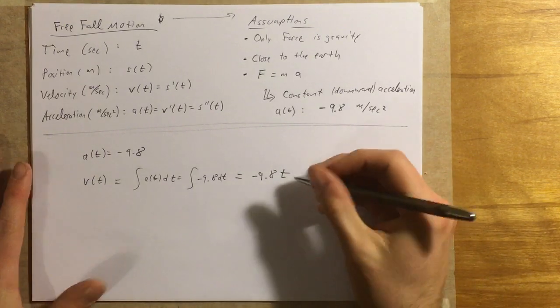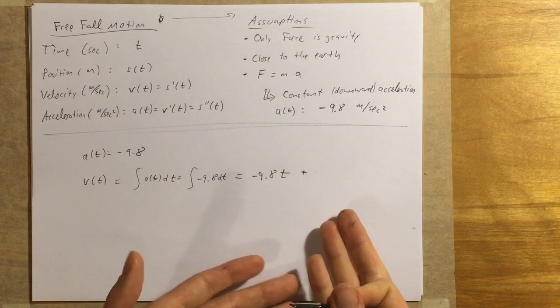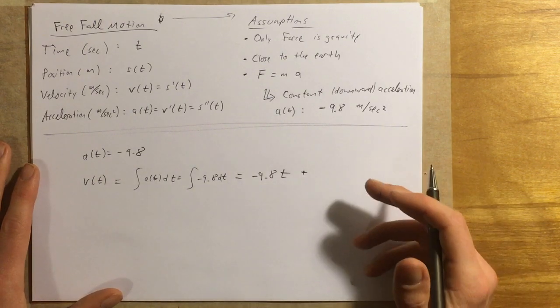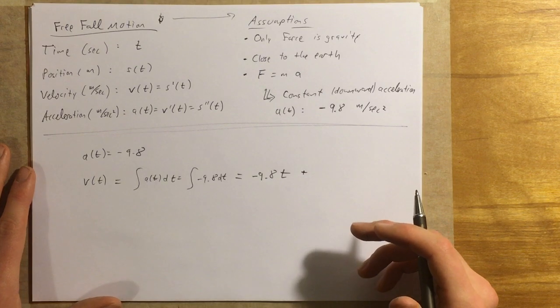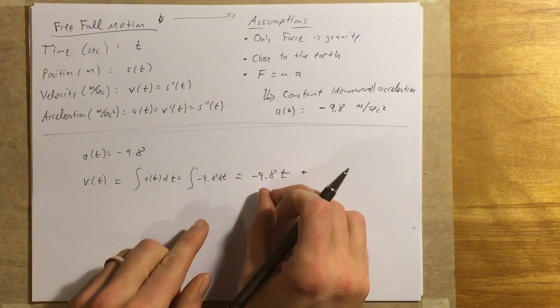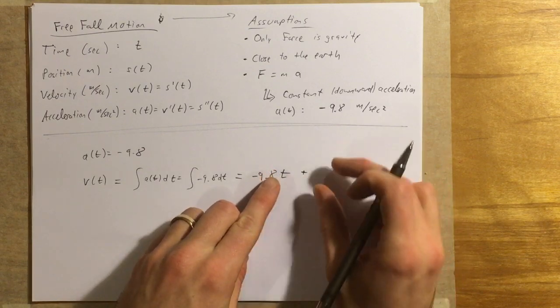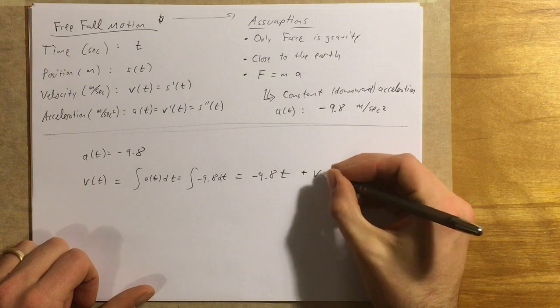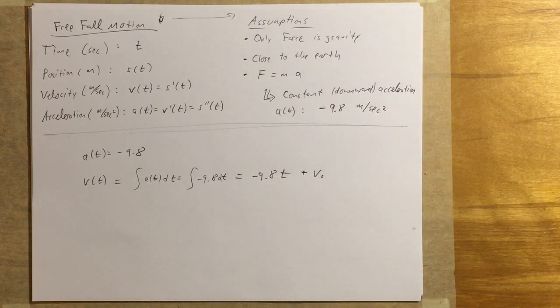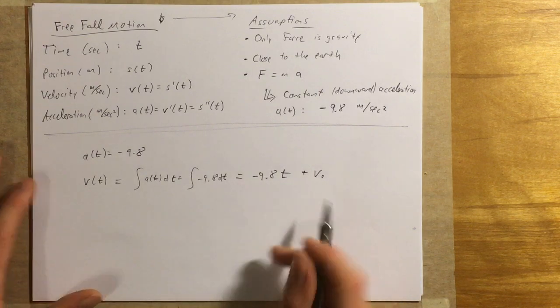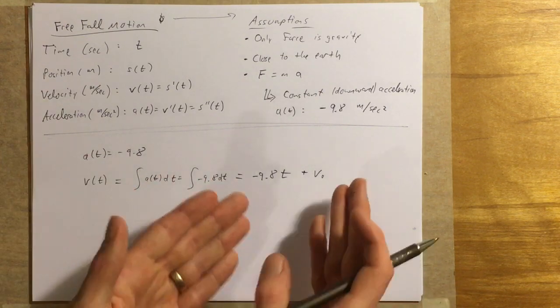You could put plus c and then figure out what that constant is. But if t is 0, then all you have left over is that constant, because you're going to have negative 9.8 times 0. So that constant is basically the initial velocity. Instead of writing plus c, I'm going to write plus v0. That constant value turns out to be the initial velocity. So there we go, we got our velocity by doing an integral. This is a function for velocity.